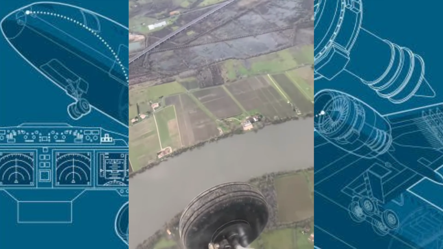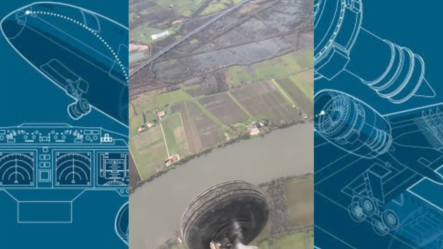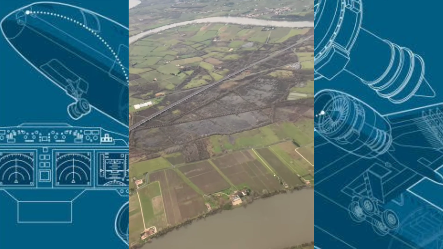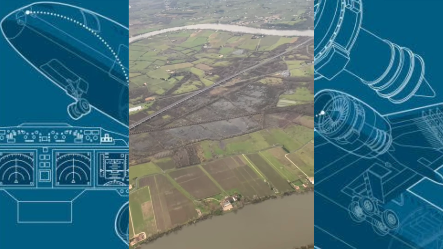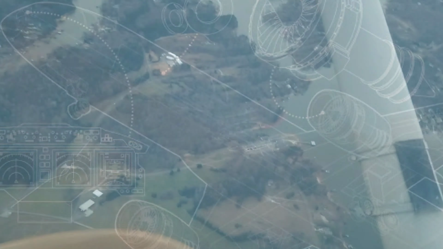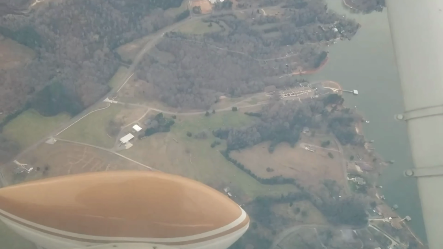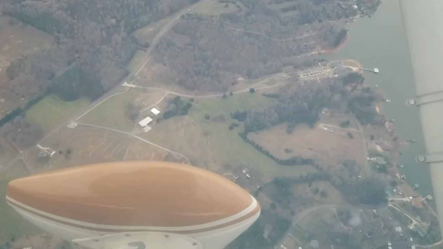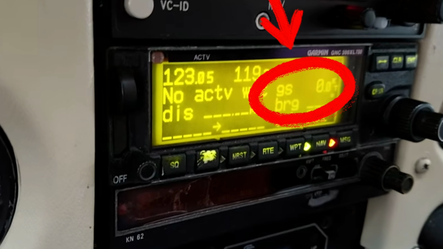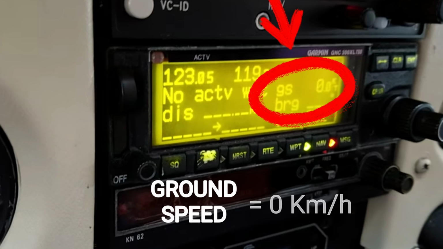This is the video of a pilot who experiences a zero ground speed. You can see the aircraft is stuck in mid-air. It neither moves forward nor backwards. Here's one more video from a pilot's perspective. If you look closely at the flight instrument display, it shows GS is 0. That is, ground speed is 0.